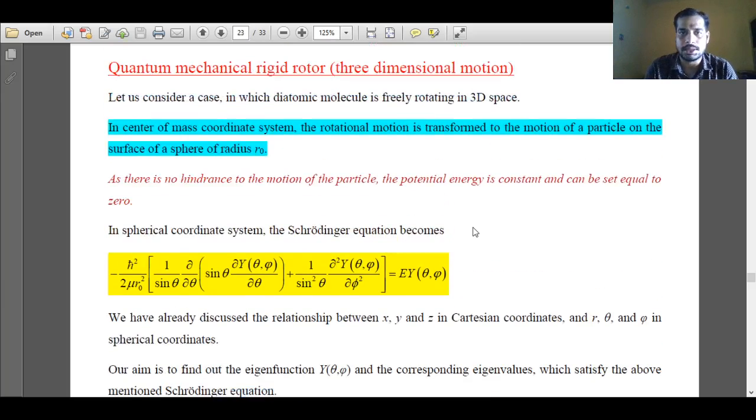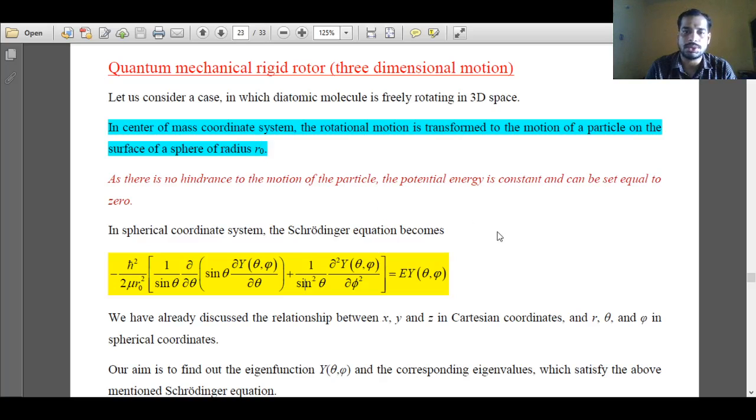Now, why are we studying this rotational motion in three-dimensional space? By understanding the model of the rotational motion of a molecule in three-dimensional space, we can find out the bond length of the system, that is r0. The bond length of the system we can find out.